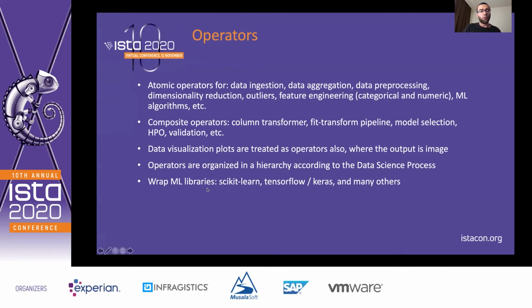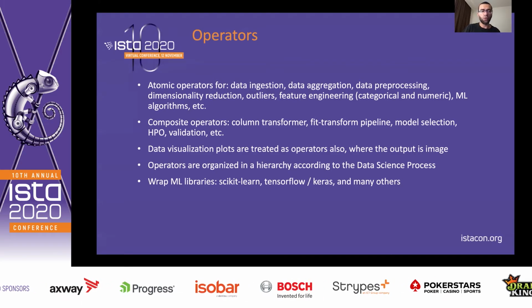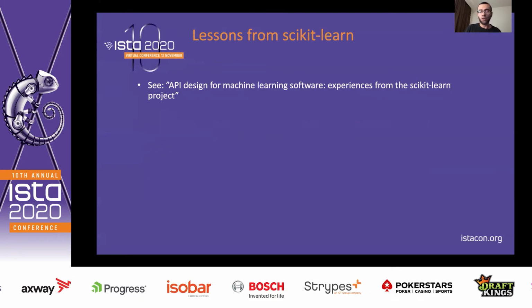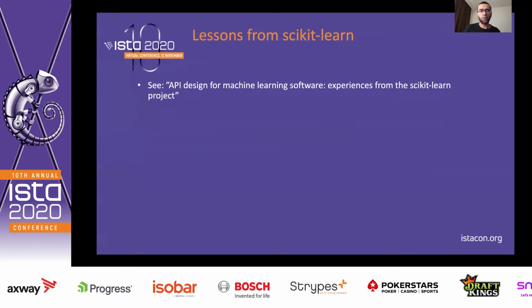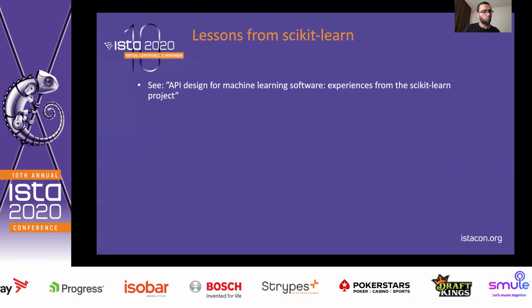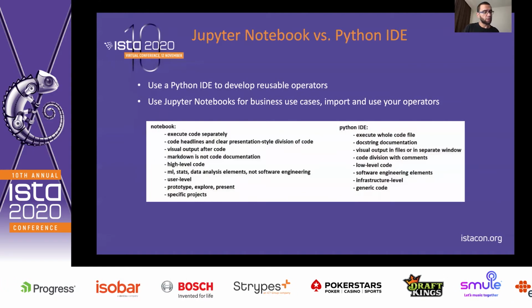I would suggest that you wrap existing machine learning libraries, just like everyone is doing, and on top add your own functionality. So wrap scikit-learn, TensorFlow, Keras, and many others, and on top in your classes add your new functionality. And organize your operators according to the data science process. You can learn a lot from scikit-learn. It has a very stable, abstract design, so use it when you're designing your operators. Okay, so we have 5 more minutes left, so I'll have to speed up.